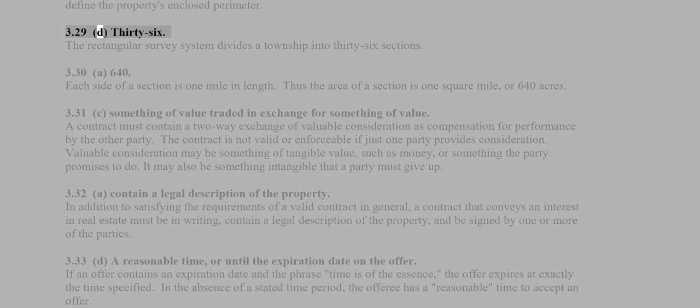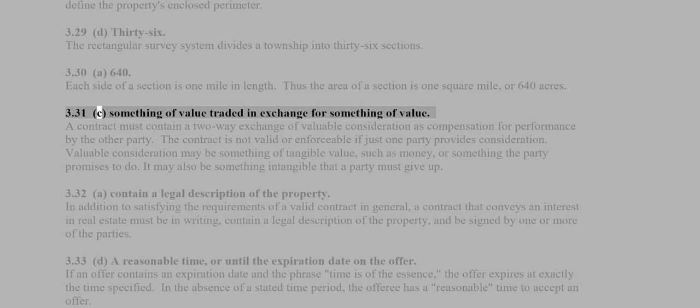3.29 D. 36. The rectangular survey system divides a township into 36 sections. 3.30 A. 640. Each side of a section is 1 mile in length. Thus the area of a section is 1 square mile, or 640 acres.